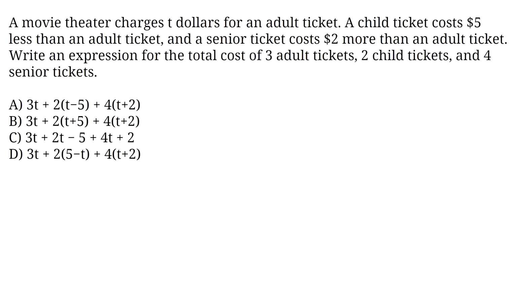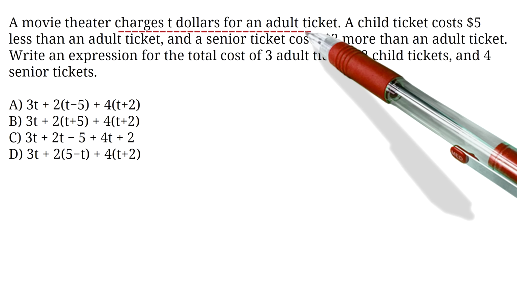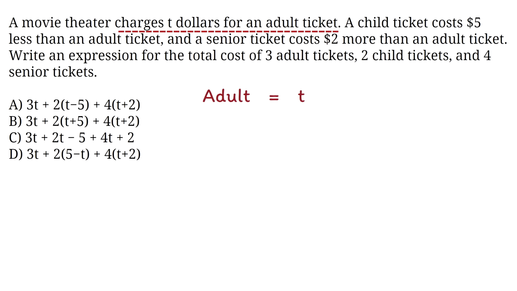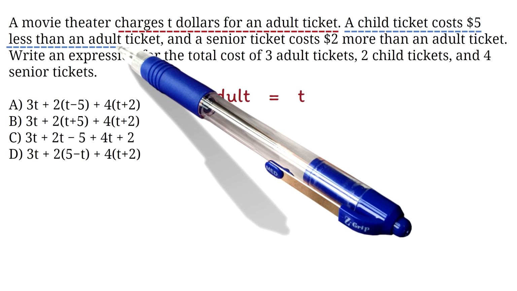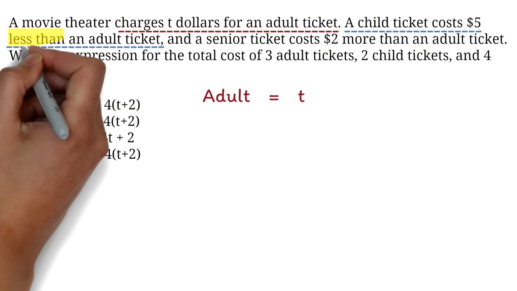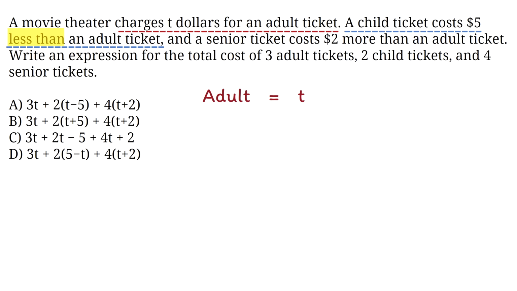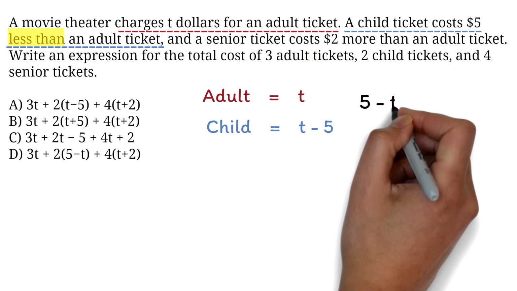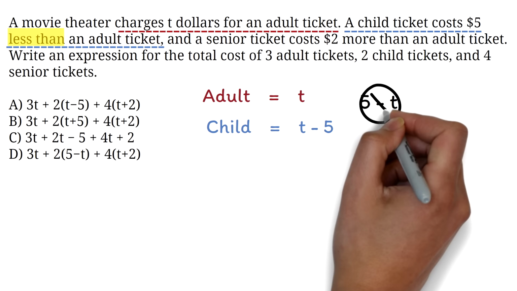Let's look at this sentence by sentence and see what we can extract. From the first sentence, we are told an adult ticket costs $10. Next, we are told a child ticket costs 5 less than an adult ticket. Less than means subtraction. Since we know an adult ticket is T, we can say that a child ticket will be T minus 5. Please note this. A lot of students make the mistake of writing this as 5 minus T, which is wrong.